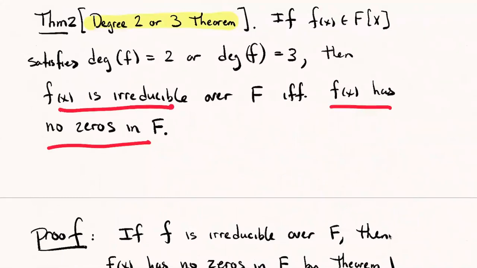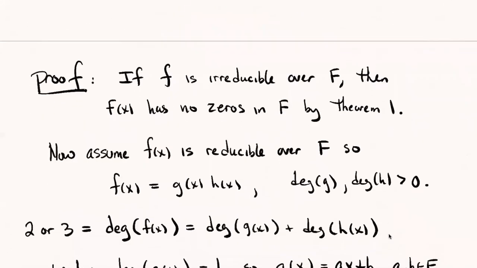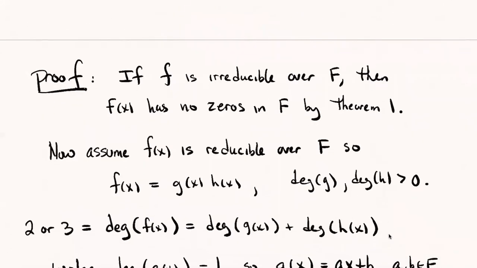And I'm going to do it by contrapositive. I'm going to show you that if f is reducible, then it actually has to have a zero. So I'm going to show you that if you have a polynomial that's reducible, its degree is 2 or 3, it has to have a zero. So let's assume that it's reducible. So it factors into two polynomials g times h. They're in F[x].